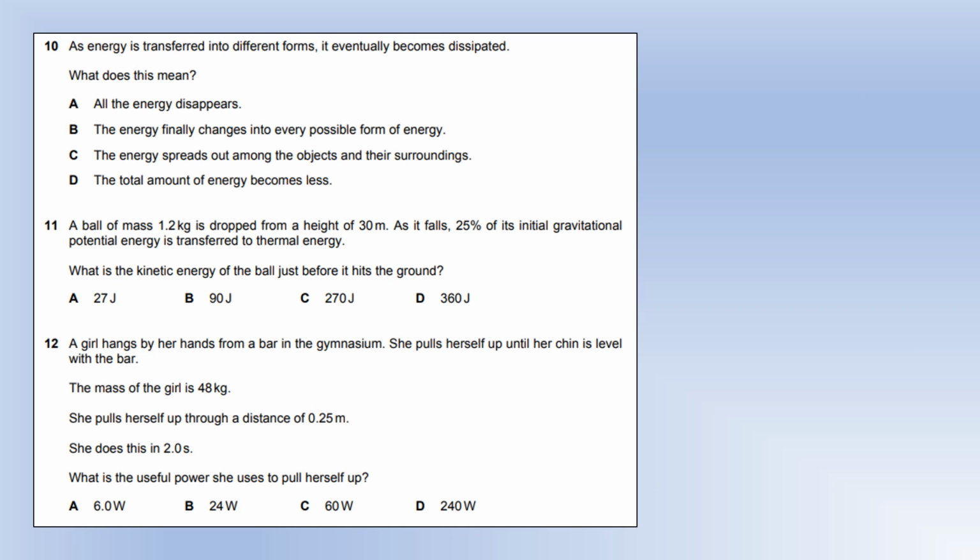So as energy is transferred into different forms, it eventually becomes dissipated. What does that mean? Dissipated essentially is the idea of energy spreading out among objects and the surroundings. So if we have a hot object in the middle of the room, eventually the room and that object become a uniform temperature. So we say that hot object has dissipated its energy.